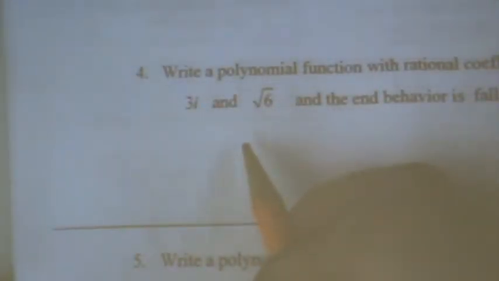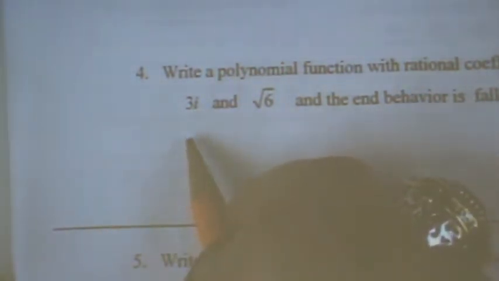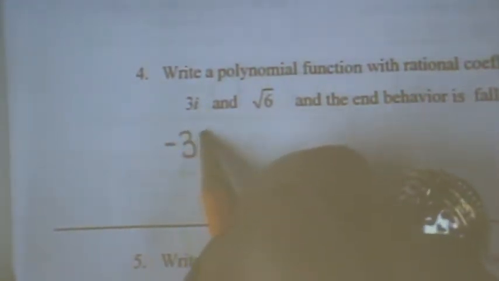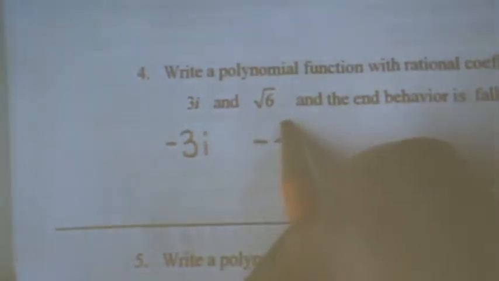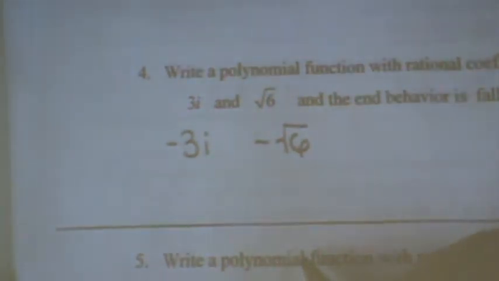Okay, let's look at this one. I just want you to tell me, if 3i is a 0, minus 3i will also be a 0, and if the square root of 6 is a 0, what else will be there? Negative square root of 6. If 4 is a 0, will negative 4 be a 0? No, that's not irrational. So don't start giving me plus and minus 4. But if 5i is a 0, negative 5i is a 0.